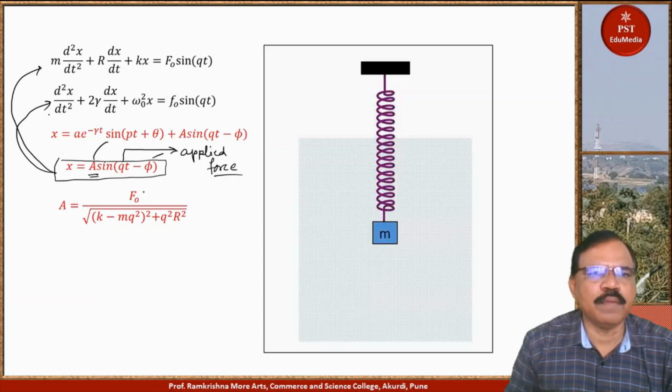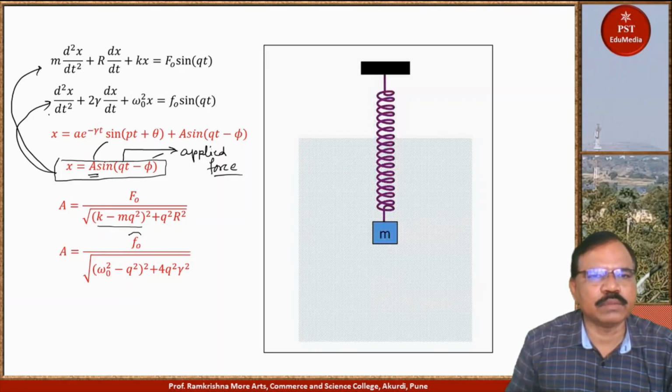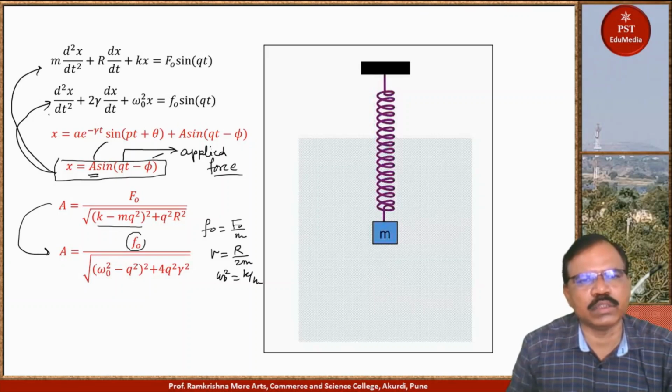A is equal to f0 upon the square root of (k minus mq square) whole square plus q square r square. Or you can write this as small f0. We know small f0 is F0 upon m. And 2 gamma is equal to r upon m, so gamma is r upon 2m. And omega 0 square is equal to k by m. So you can convert this into: f0 upon the square root of (omega 0 square minus q square) whole square plus 4 q square gamma square.